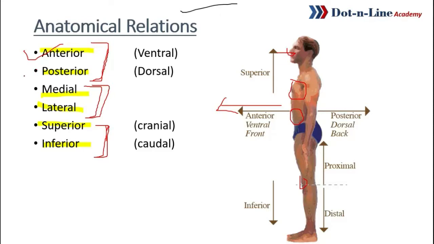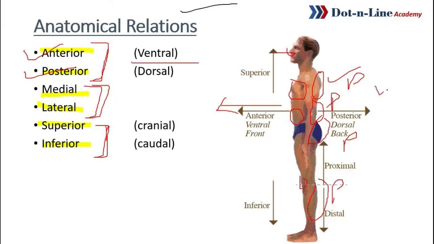Now the opposite, simple, posterior: any structure that is at the back, like the scapula, the hips, the lumbar vertebrae, the gastrocnemius muscle. You're getting it? Anterior is on the front. Another name of anterior is ventral. Posterior is in the back, and another name is dorsal. Anterior is ventral, posterior is dorsal. Okay, now medial and lateral.